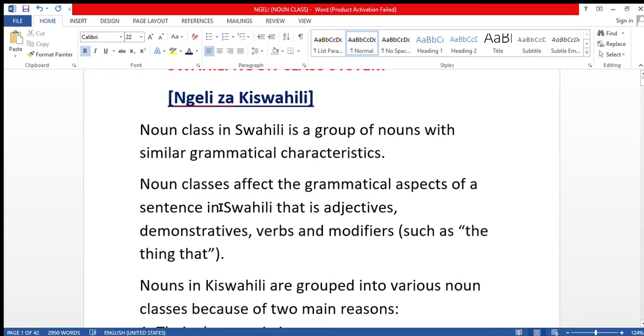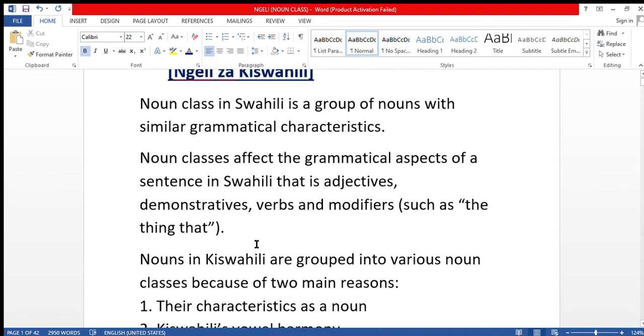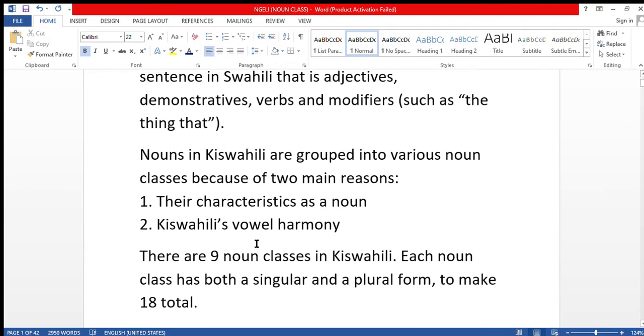Noun classes affect the grammatical aspects of a sentence in Swahili. Those aspects like the adjectives, demonstratives, verbs, and modifiers, which we learn as we go ahead. So how do we classify the nouns? How do we group the nouns? Why and in which form? Why do we have these classes?